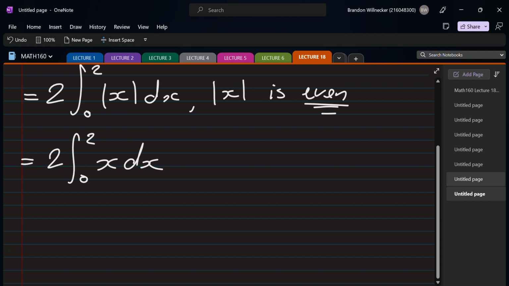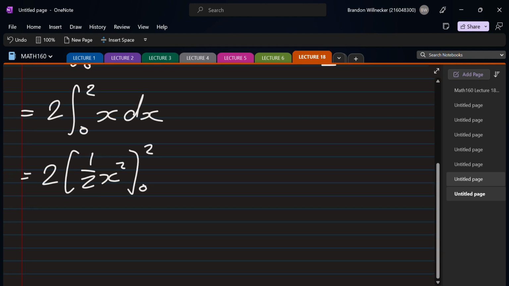We can do the antiderivative. So this will be twice 1/2 x squared from 0 to 2. 2 squared is going to be 4. Divide by 2, there'll be 2. Times the 2 in front, we get back to 4. If we substitute 0, that just gives us 0, so we don't have to worry about that.